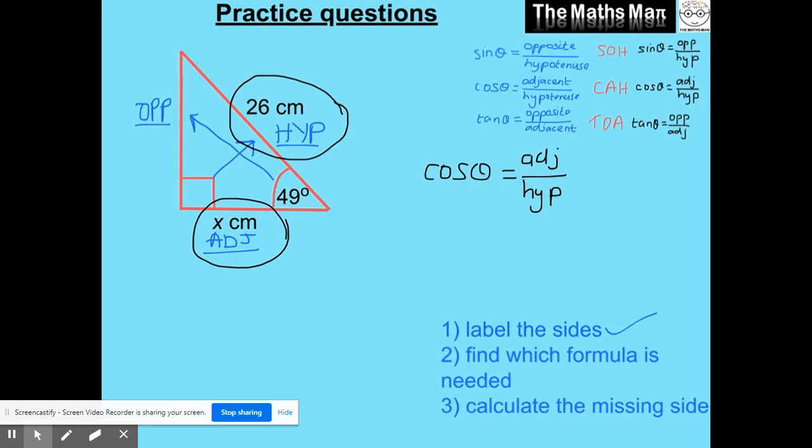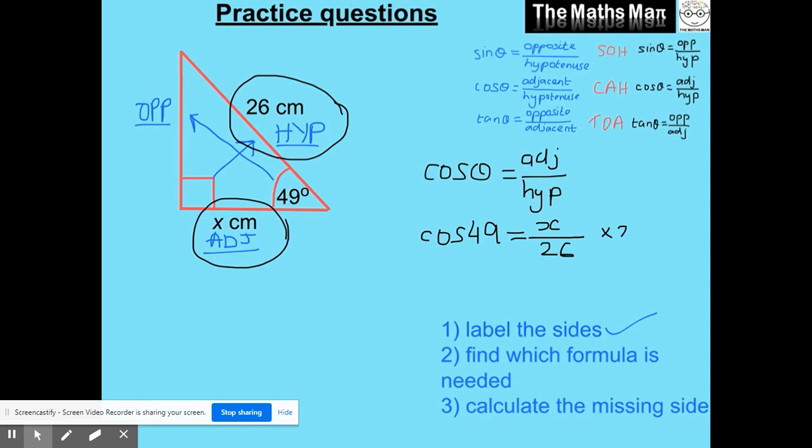Remember, theta is the angle that they gave us. In this case, it's 49 degrees. So cosine of 49 degrees equals the adjacent, which is x, and the hypotenuse, which is in the denominator, which is 26 centimeters.